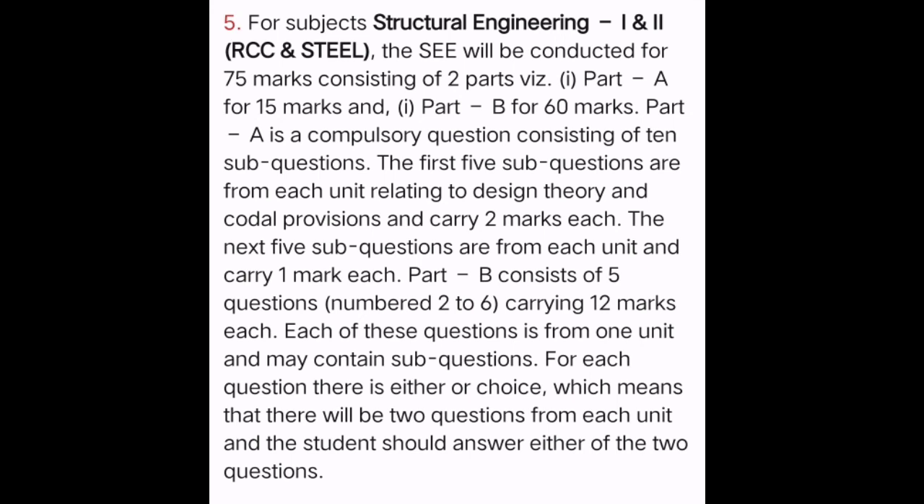And if you talk about part B, it will consist of 5 questions numbered from 2 to 6, and each question will carry 12 marks. Each of these questions is from one unit and may contain sub-questions like A, B, C. And here also, from each unit there will be 2 questions. Between the 2 questions an either-or option will be given, so from the 2 questions you have to attempt one. Like this, part B will be for 60 marks. So part A is for 15 and part B for 60 marks. So this was regarding the question paper pattern. Make sure that you are aware of this pattern before starting your preparation.